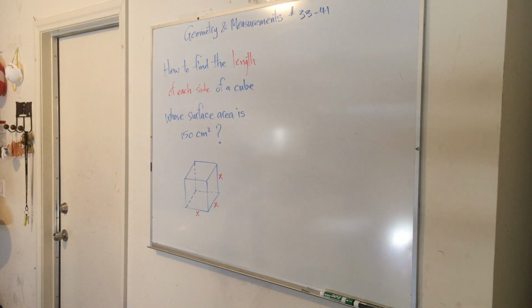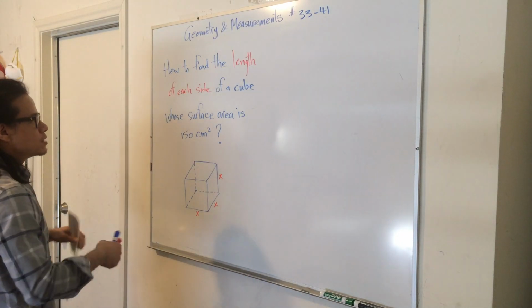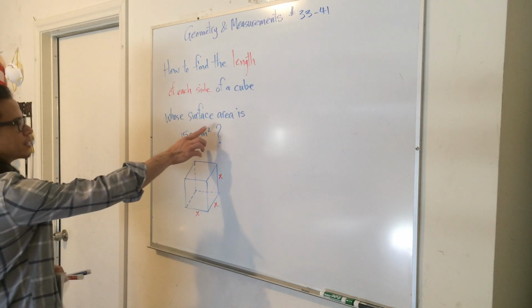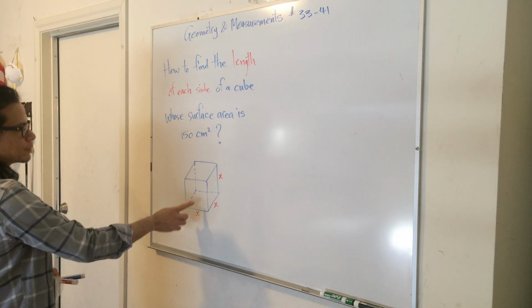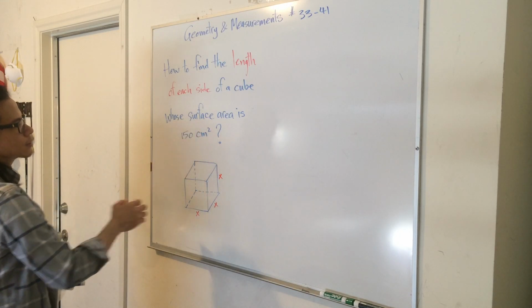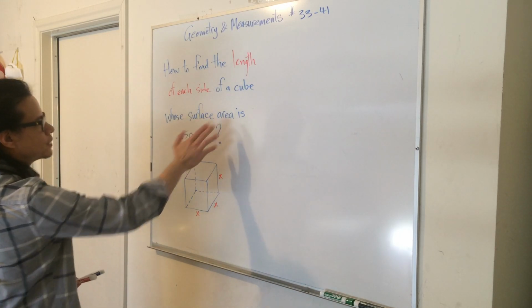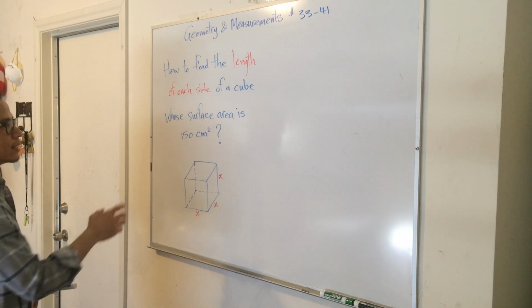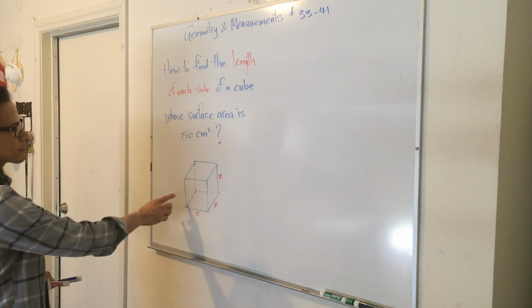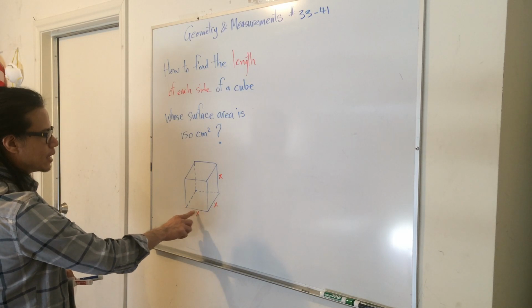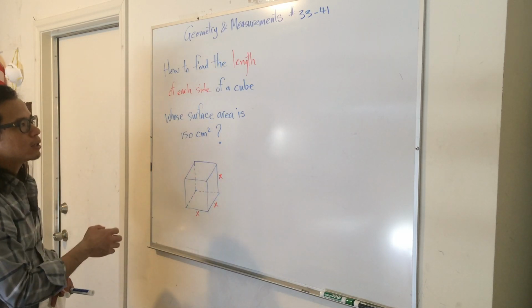So in this question, we're asked to find the length of each side of a cube, given that the surface area is 150 centimeters squared altogether. So this is a hint that we're going to use the formula for surface area of a rectangular prism, and a cube is a rectangular prism. This is a special type because all of these sides, the length, the width, and the height are all equal.